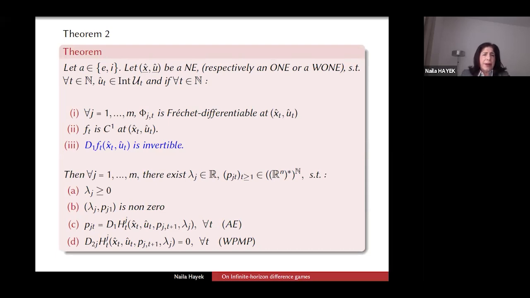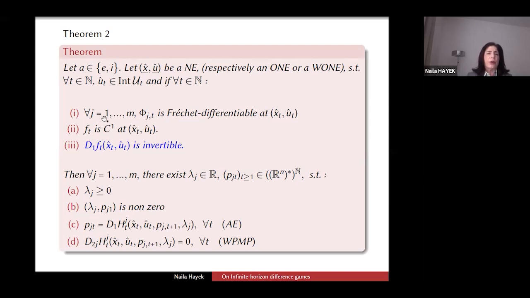Now, a second theorem, which is in the same spirit, for a problem with a difference equation or a difference inequality. Let the process x hat, u hat be a Nash equilibrium, respectively an overtaking Nash equilibrium or a weak overtaking Nash equilibrium, such that for all t, u hat t is in the interior of Ut. And if we have the following conditions, these are easier to read.